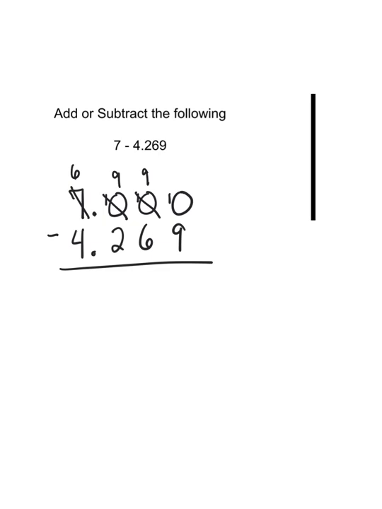This is something that a lot of times kids have difficulty with, and we're going to practice this a lot in the next few weeks. Now that I've done my borrowing, I can go ahead and start subtracting. 10 minus 9 is 1. 9 minus 6 is 3. 9 minus 2 is 7. And 6 minus 4 is 2. So my difference is 2 and 731 thousandths.